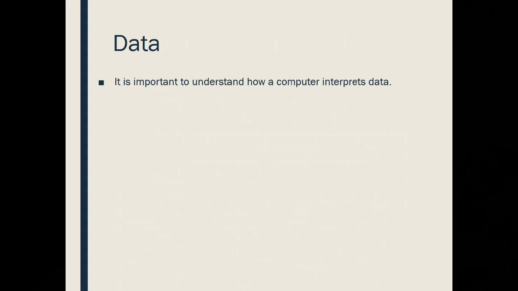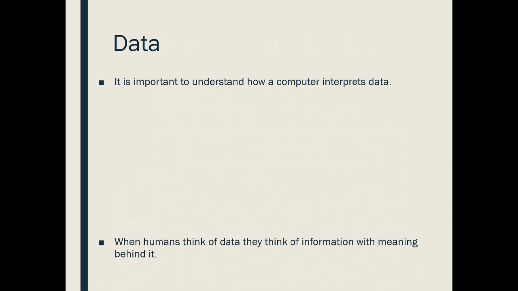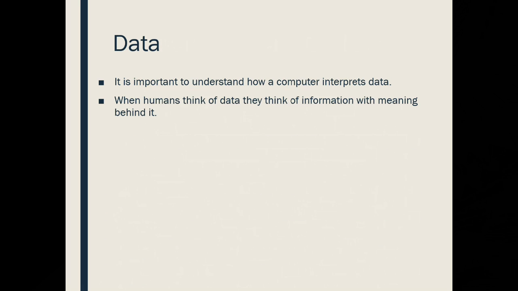Now the data. It's important to understand how the computer actually interprets information. Remember, a computer is just a machine. Machines only understand certain things. They certainly don't understand letters, numbers, English, or anything like that. When humans think of data, we think of information that has meaning behind it. For a computer, it's just software that gives the data meaning. Depending on what software is running, that data could mean something different. For example, if you're using Microsoft Word and you hit the W key, that's going to show a W on the screen. But if you're playing Call of Duty or something like that and you hit the W key, your character moves forward. It has a completely different meaning based on the software that's currently running.